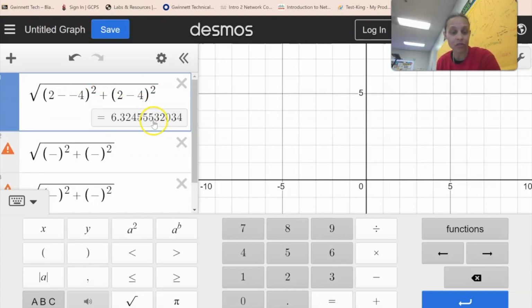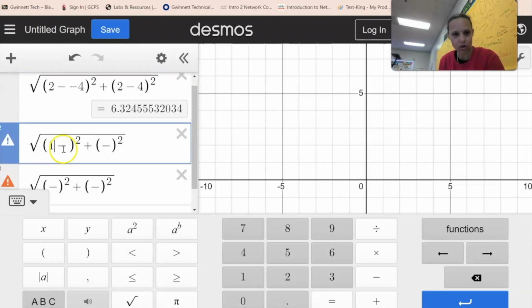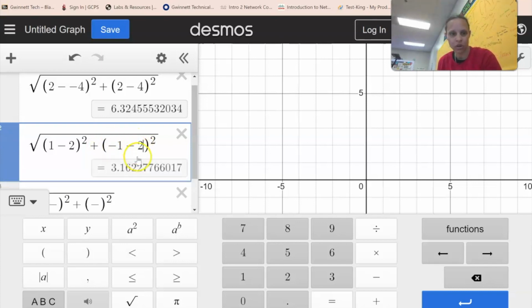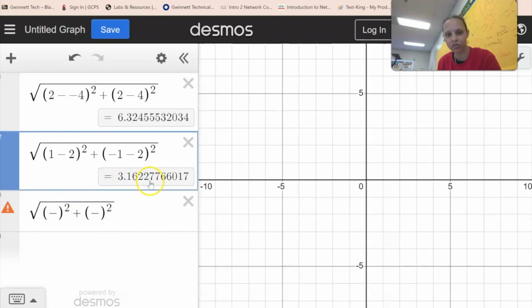So that's my answer for BC, but it's a decimal that doesn't look like it's terminating, but it's not rational, which means I might have to simplify this if they don't say round. And does this question say round? It does not. So I'll come back and simplify once I put all of them in. All right, next one is 1, 2, CD, -1 and 2. Again, that's not rational, right?